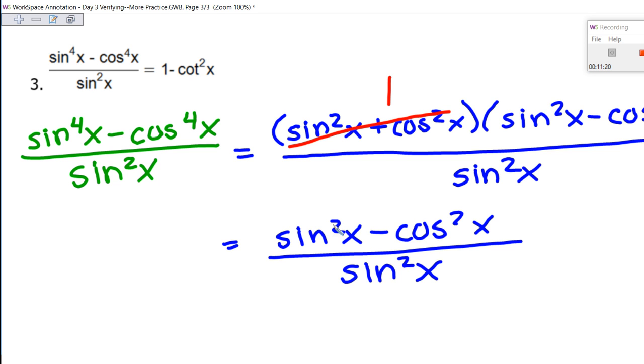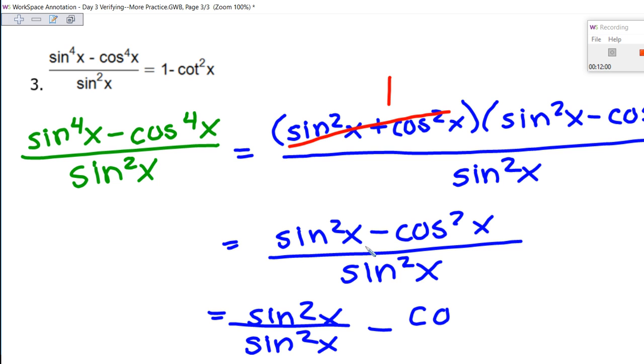Look at your answer. What do we have to have for our answer? A 1. Looking at my answer that I have right now, how can I get a 1? Yeah, sine squared of x divided by sine squared of x would be 1. So really, what I need to do is separate that fraction. So when I separate the fraction, sine squared of x needs to be divided by sine squared of x, and the cosine squared of x needs to be divided by sine squared of x, and subtraction in between the two fractions.